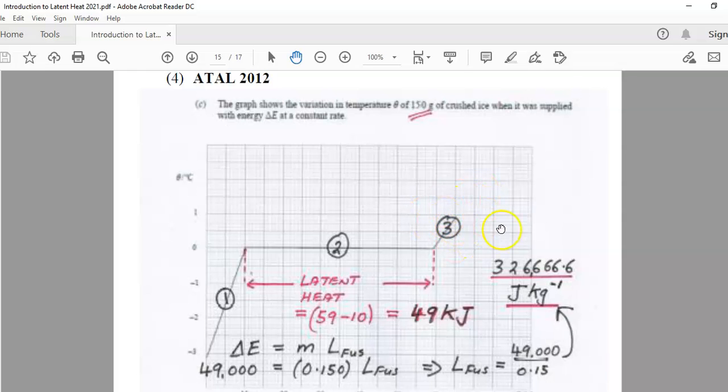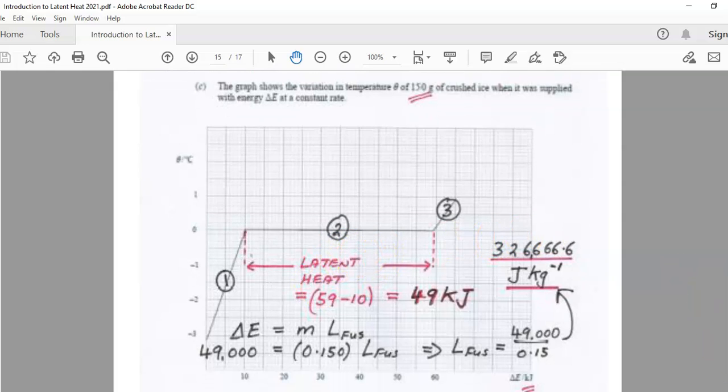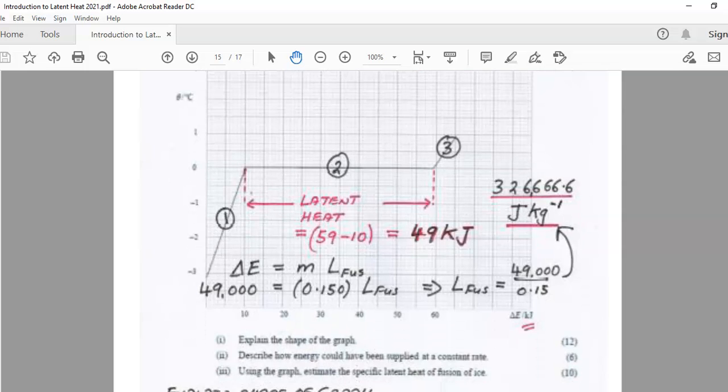At this stage, of course, the ice, here it was solid. At this stage, of course, it was liquid. And this is where it was transitioning from solid to liquid. That is called fusion, melting, and the energy needed is latent heat of fusion. So let's look at the actual questions there. Well, the first question, explain the shape of the graph.